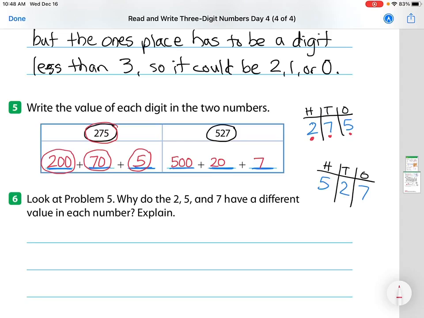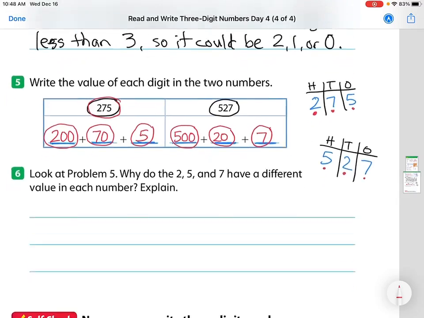Now looking at 527, when the 5 is located in the hundreds place, it has a value of 500. When the 2 is located in the tens place, its value is 20. And when the 7 is located in the ones place, its value is 7.